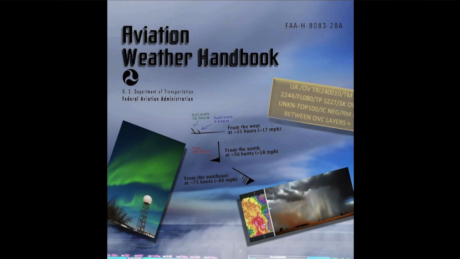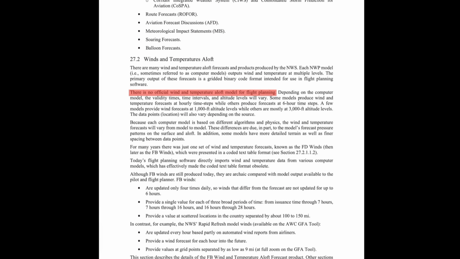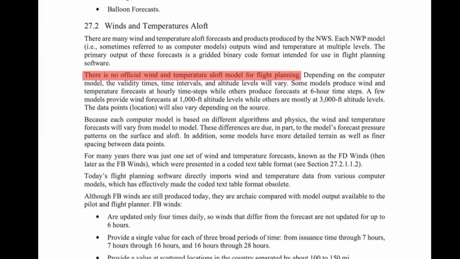So, let's go back to the original question. What is the official winds and temperatures aloft model? Well, according to page 27.3 of the Aviation Weather Handbook, there isn't one. Yes, you heard that right. There is no official winds and temperatures aloft model that pilots are required to use for flight planning.